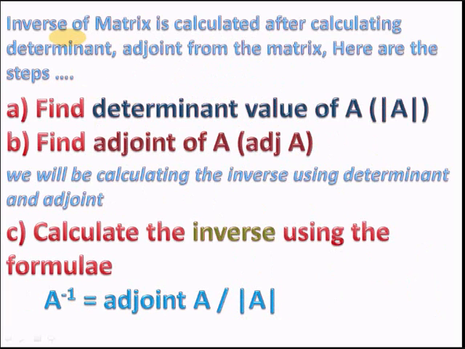Inverse of a matrix is calculated after calculating the determinant and the adjoint from the matrix. Here are the steps. First of all, we have to find the determinant value of the matrix A, and the second step is to find the adjoint of the matrix A. We will be calculating the inverse using the determinant and the adjoint of the matrix. To calculate the inverse, we have to use the formula, that is A inverse is equal to adjoint A divided by the determinant value of A.